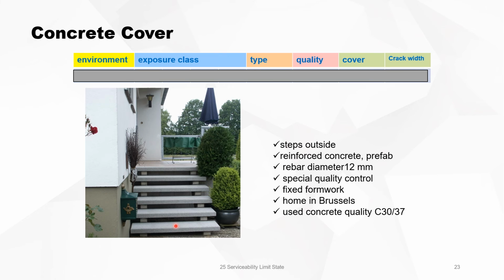Let's take a second example, staircases outside. You cannot see it, but it's outside. It's in contact with rain and frost. These are steps outside, and those steps are reinforced concrete, but they are prefabricated. The rebar diameter is 12. There is a special quality control. There's fixed formwork, and it's a home in Brussels, and the used concrete quality is C30/37.